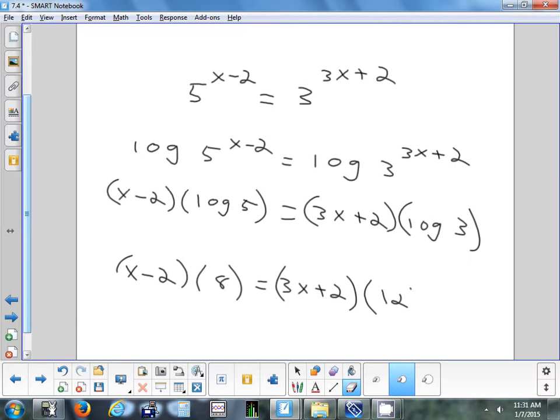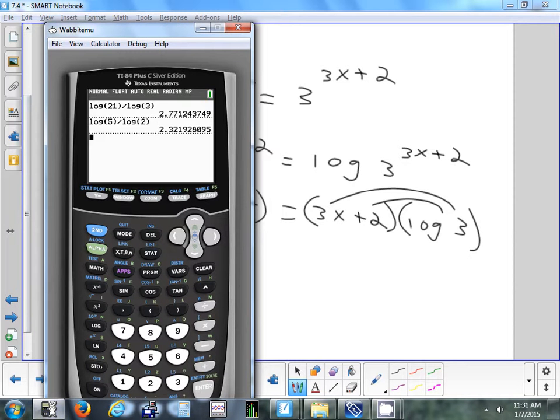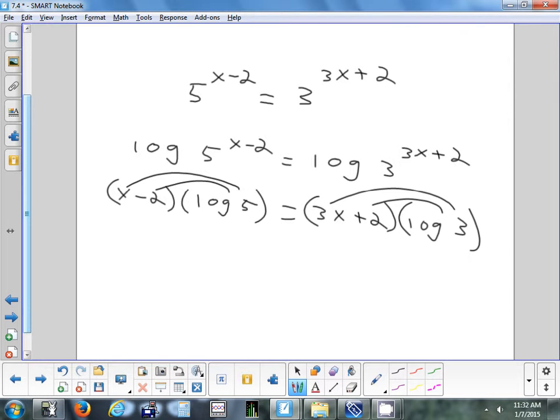Let's try that. So we're going to distribute log 5. And we're going to distribute log 3. Okay, remember, those are just numbers. If I really wanted, I could find what that number is. Log 5 is just roughly 0.70. Okay, so I'm just distributing 0.70, but I'm going to leave it as the word log, okay, because I don't want to round it off yet.